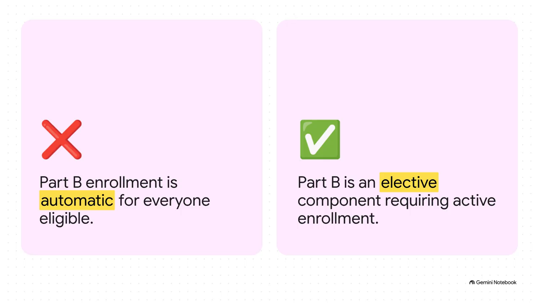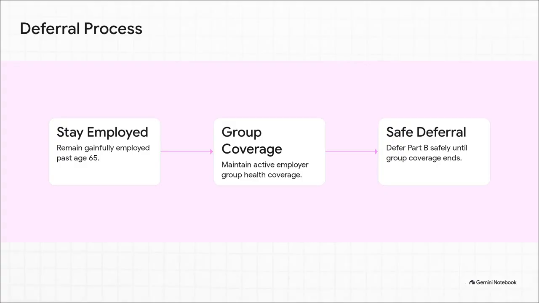Because it requires that monthly premium, beneficiaries actually have to actively choose to enroll. This is precisely why you must physically verify active Part B eligibility on the patient's Medicare card or through your digital portal before rendering any services. There is, however, a permitted deferral process. Beneficiaries can legally defer their Part B enrollment without facing any penalties, but they've got to meet some strict criteria.